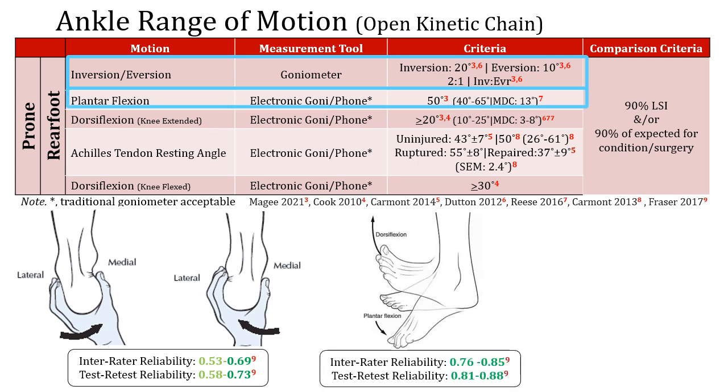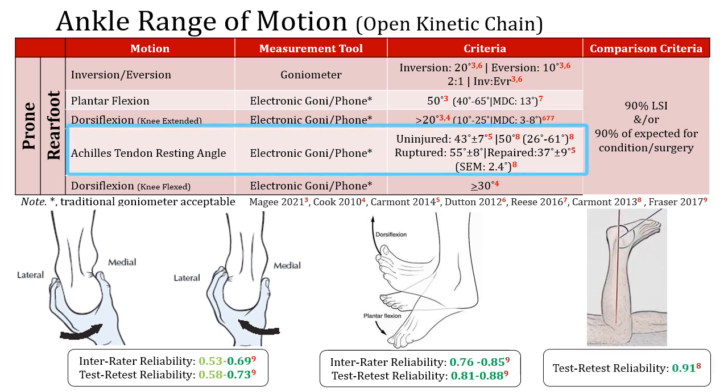The plantar flexion is going to be 50 degrees. However, this can be quite variable between 20 and 65 degrees with a meaningful detectable change of 13 degrees. The dorsiflexion is going to be 20 degrees or more with the knee extended. Again, this can vary anywhere between 10 and 25. The Achilles tendon resting angle, which is going to be most pertinent for your Achilles tendon rupture, is a surrogate measure for how much tension or stiffness exists within the triceps surae, particularly within the tendon itself at rest.